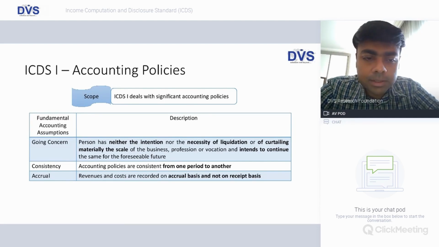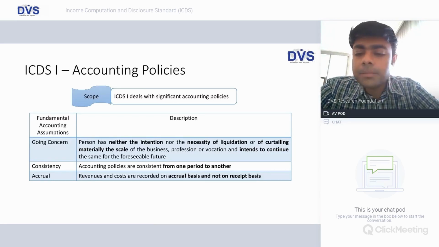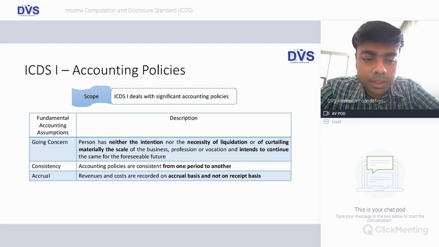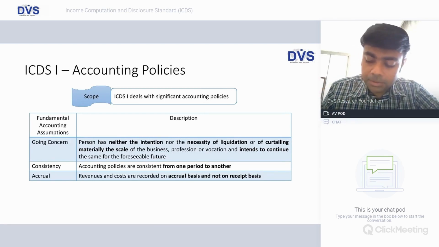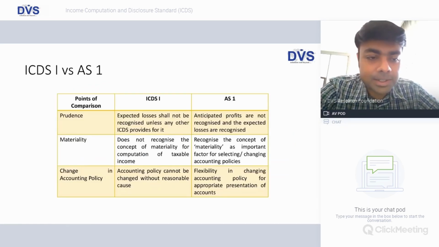assumptions. One, the entity is considered to be a going concern, where there is neither an intention nor a possibility of a liquidation, and where there is consistency in the treatment of transactions from one year to another, and the SSC adopts accrual system. So what is basically missing here is prudence, materiality, because those are principles which are required for your accounting standards. However, they are not a mandate for your tax accounting standards or ICDS.